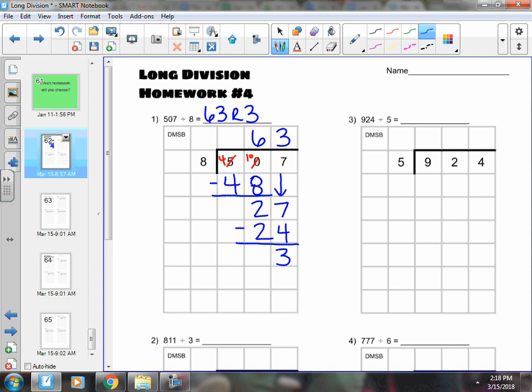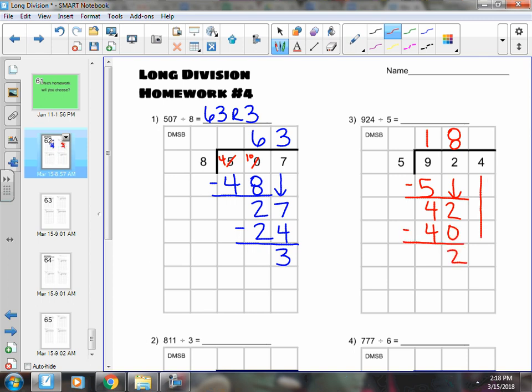One right next door, 924 divided by 5, groups of 5. One group of 5 will fit into 9. Multiply. 1 times 5 is 5. Subtract. Bring down. 8 groups of 5 will fit into 42. 8 times 5 is 40.